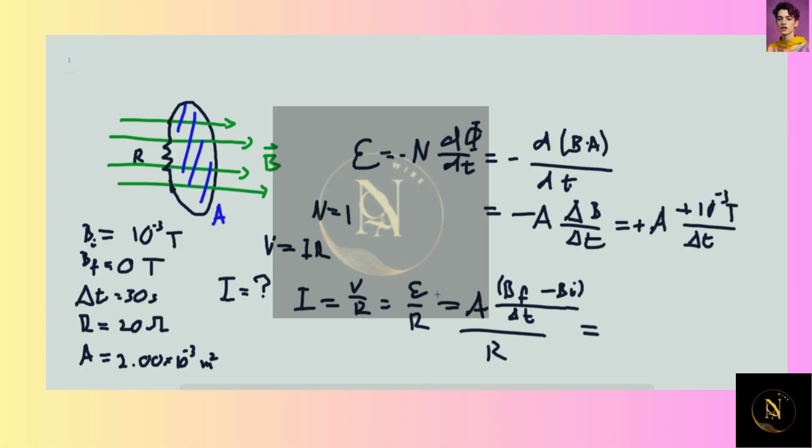So if you put all these values in here, then you end up with 3.3 times 10 to the minus 9 amperes, which is also known as 3.3 nanoamperes. So that is our answer.